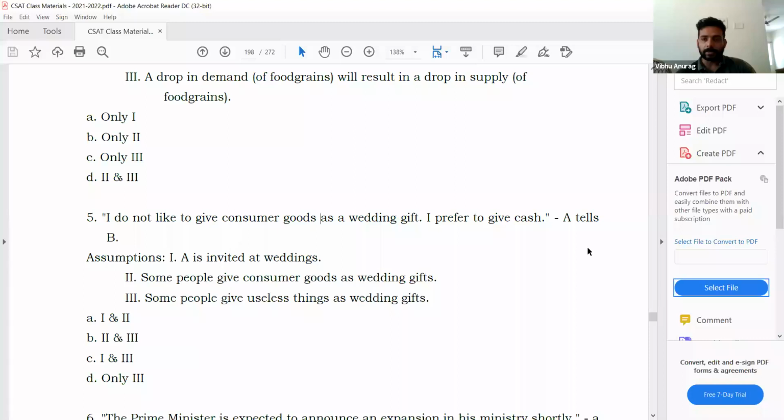So because of that, he's giving his preference of gift. That instead of giving consumer goods, I like to give cash, which means I do give. So I believe that I am invited at weddings. So that is the reason assumption 1 is valid. Got it?